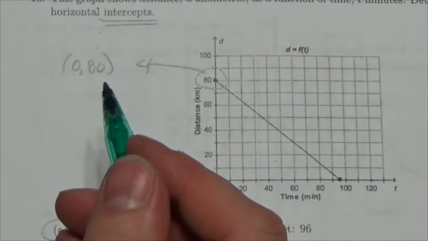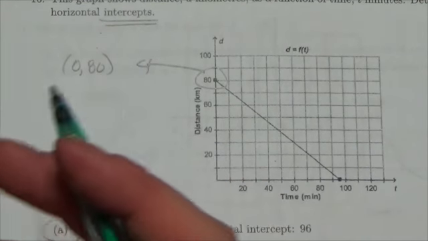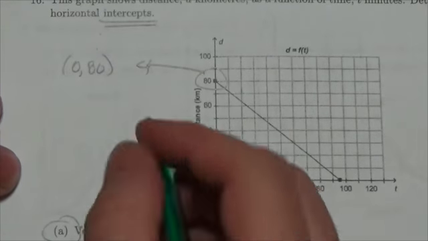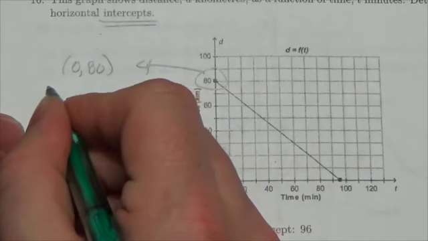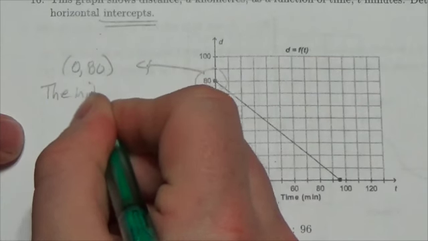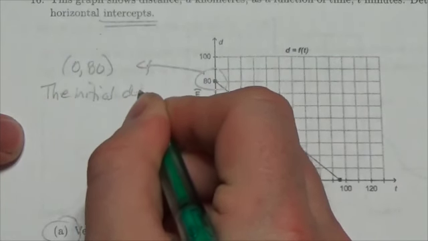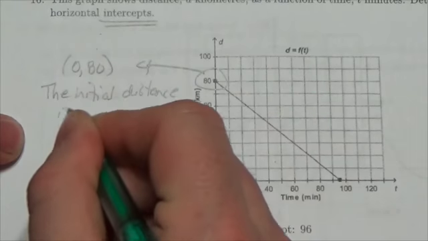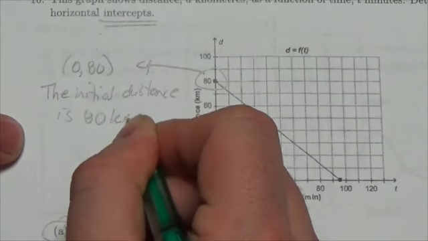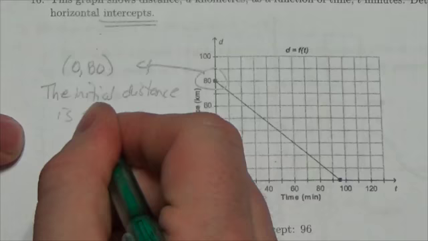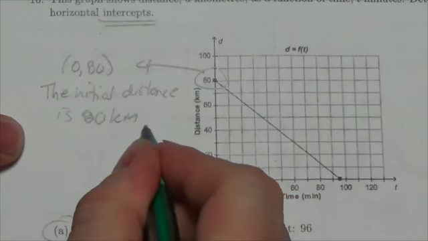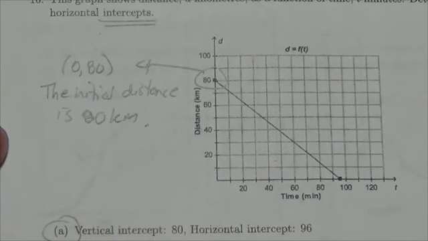Now, whenever you talk about time being 0, that refers to the initial situation, where we start off. So what this is telling us is that the initial distance is 80 kilometers. That is the significance of the vertical intercept.